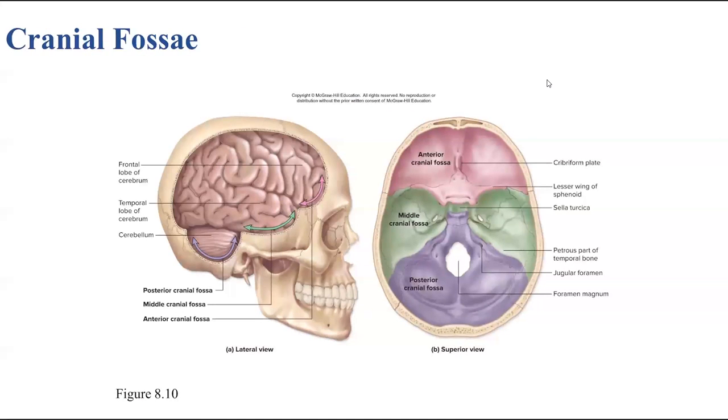Okay, so here's another picture. Here's the fossa. So there's anterior, middle, and posterior. If you look, the cerebellum is sitting in the posterior, the temporal lobe is sitting in the middle, and the frontal lobe is sitting in the anterior. So it's pretty kind of nifty.